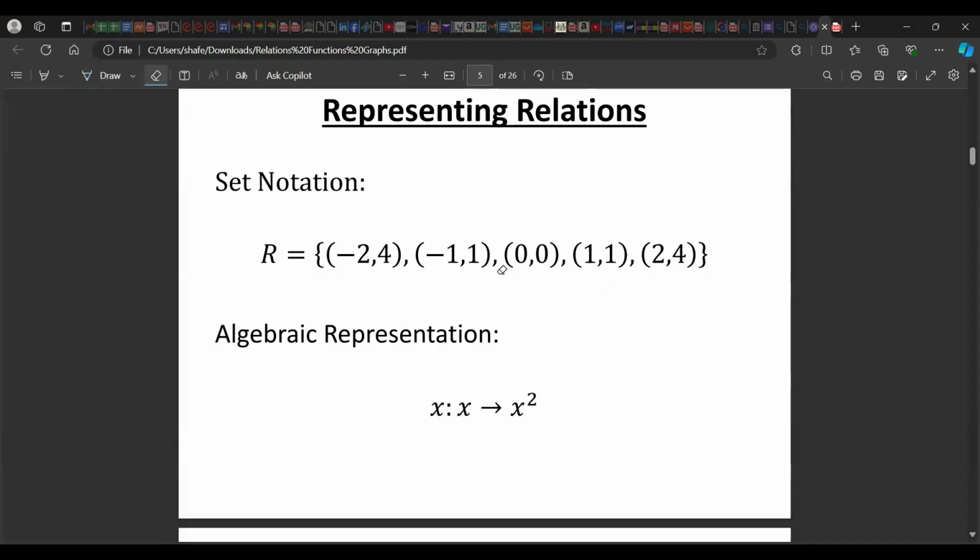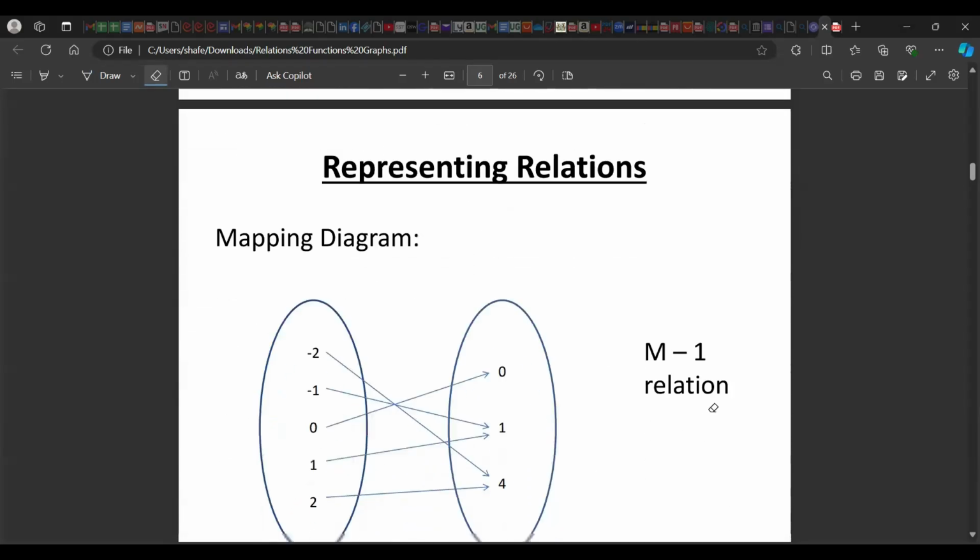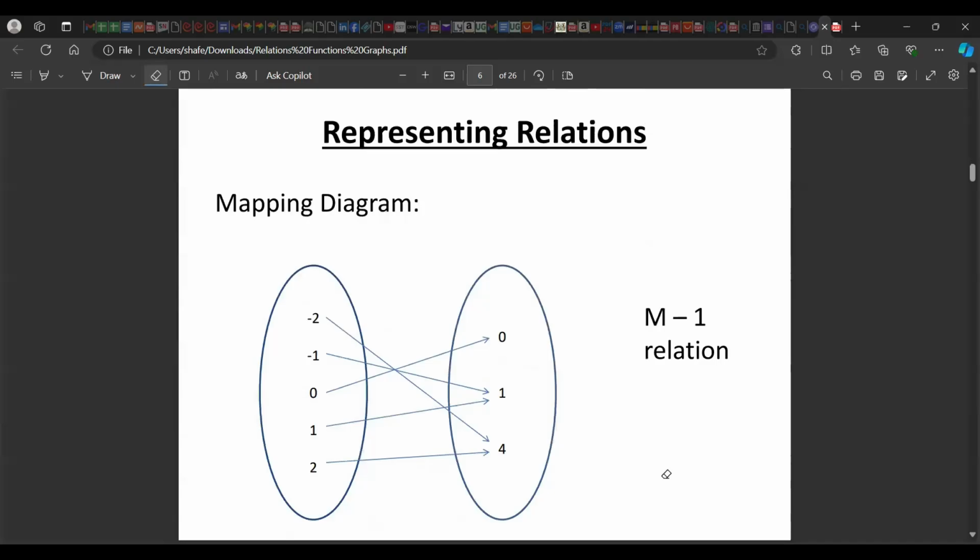So how do we represent this with a mapping diagram or an arrow diagram and then a graph? This is what the mapping looks like. It's a little chaotic. So we start from -2. The square of -2 is 4. And then -1 is squared to get 1. 0 goes to 0. 1 goes to 1 again. And 2 goes to 4 again.